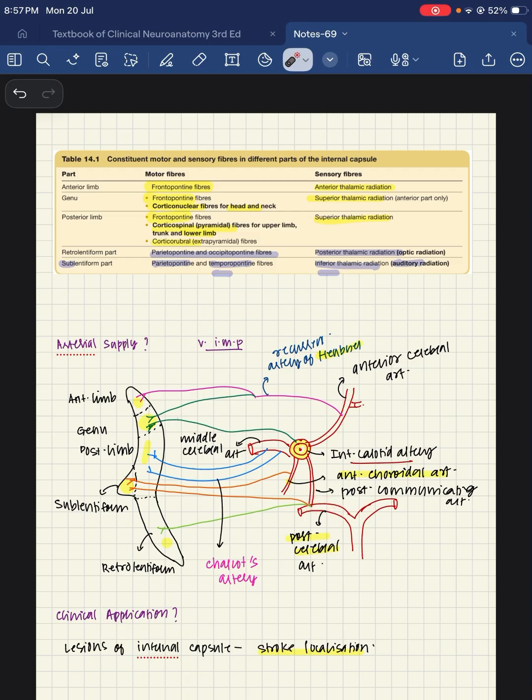I have not highlighted them because it's not there in the diagram in your textbook, but anyway there are branches arising from the posterior communicating. There is the posterior cerebral artery also. So these are the ones supplying each part, being the anterior limb, genu, posterior limb, sublentiform, and the retrolentiform. We talked about the clinical application being the stroke localization. In the stroke localization, you can talk about the recurrent artery of Heubner. You can talk about the Charcot's artery of hemorrhage, how if it is affected, the upper limb, trunk, lower limb are all affected. You can describe it in more detail.